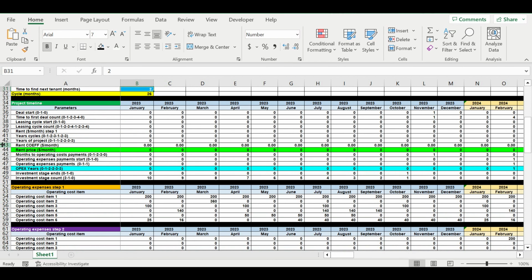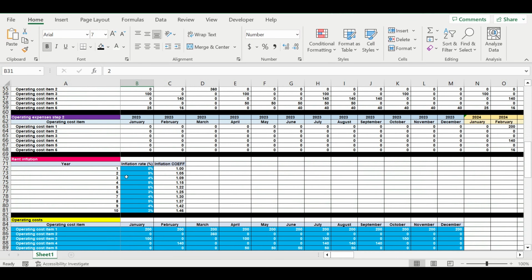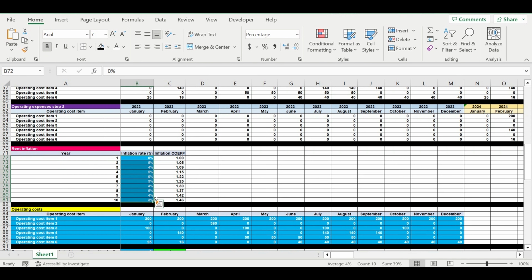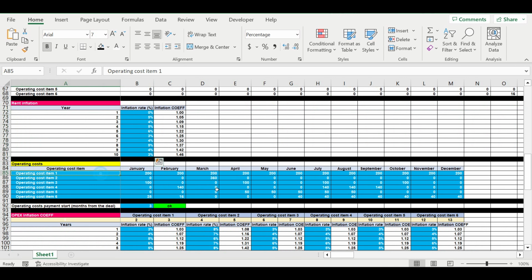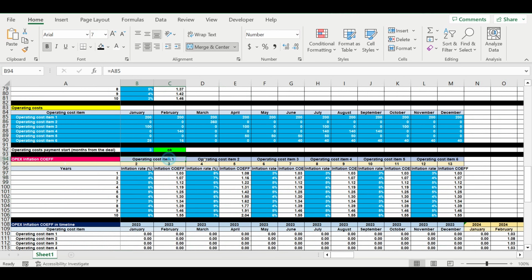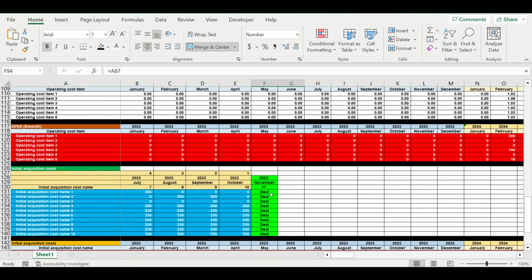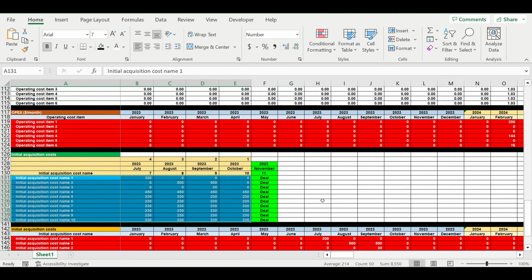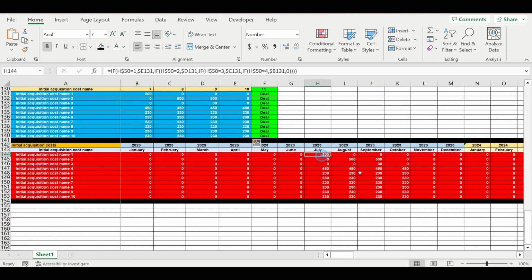We were modeling the rent, the revenue from the rent. We were inflating the rent. We were talking about operating expenses with their seasonality. We were inflating these operating expenses, each of them with their own speed. Then we were talking about initial acquisition costs, placing them in the timeline, and today it's time for us to place the loan inside the project.